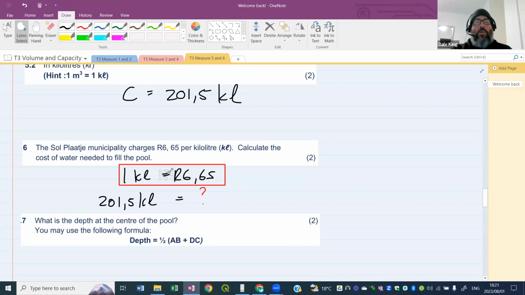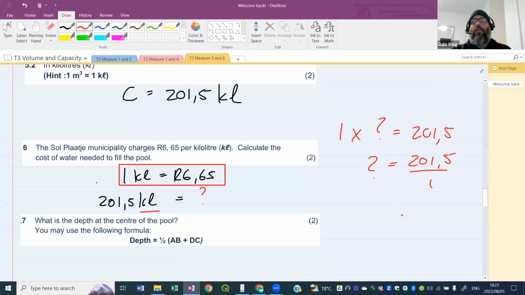If there is a relationship between a pair of numbers like this, then what we can do is say to yourself, if we've got the same units, a new value with the same units, we can ask ourselves, what did we do to this 1 kiloliter that it became 201.5 kiloliters? So Lufuno is suggesting to find that out, you can divide the two numbers. So 1 times something equals 201.5.